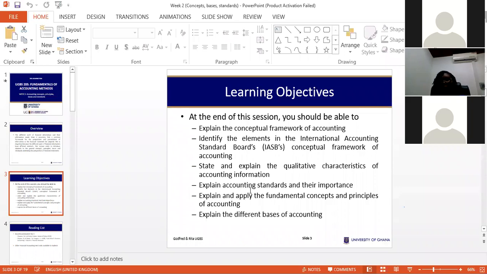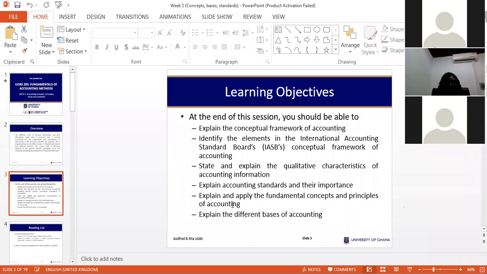Then we would also explain the accounting standards. Okay, these are specific guidelines that help us in the treatment of accounting transactions. And now I know when I mention transactions, we understand. So we have guidelines that help us to treat every transaction the way we have to treat it.